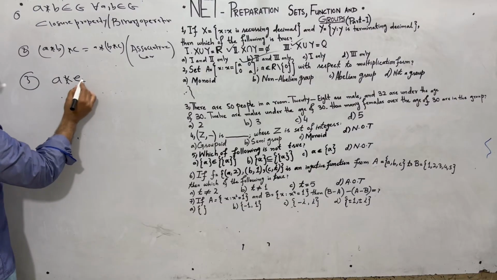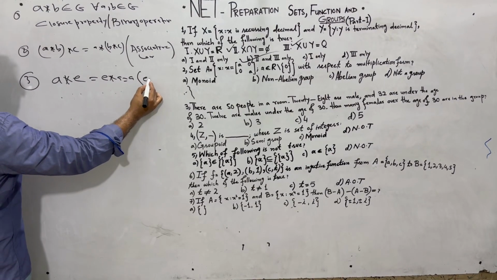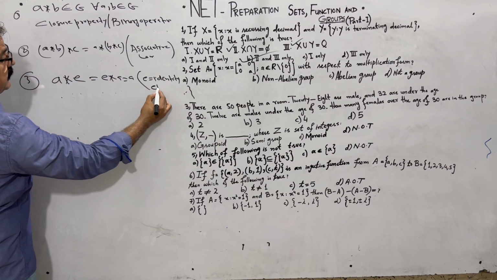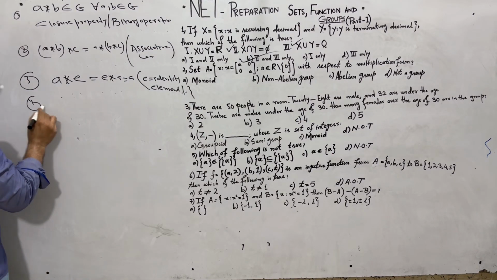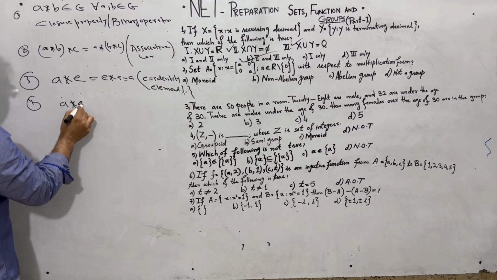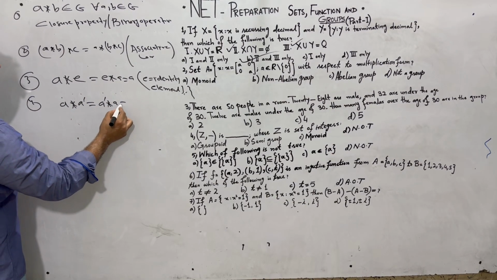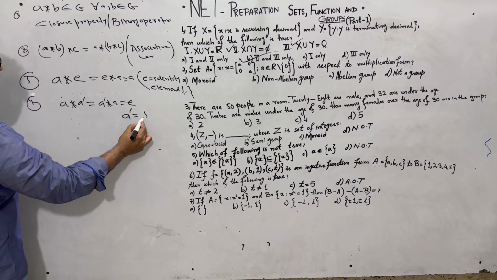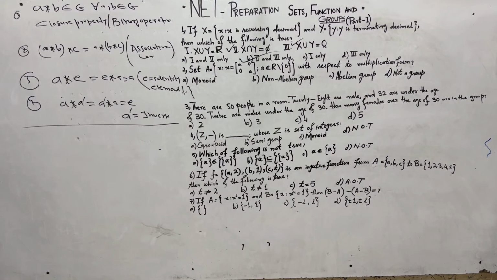A star E or E star A always results in A, where E is the identity element. The fourth one is the inverse. Inverse is denoted by a dash. A star A inverse or A inverse star A always results in E, where A dash is the inverse of A. These are the 4 requirements for a group.